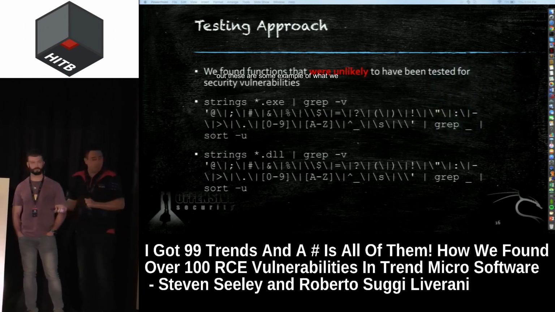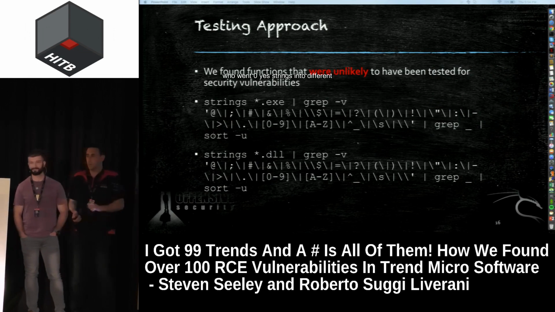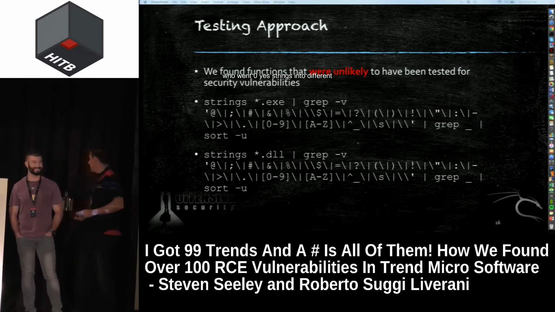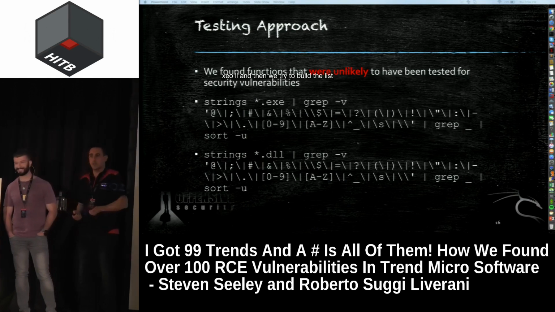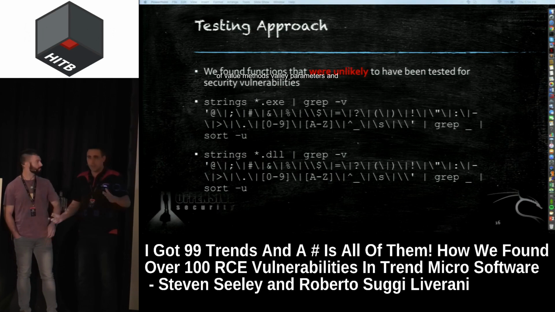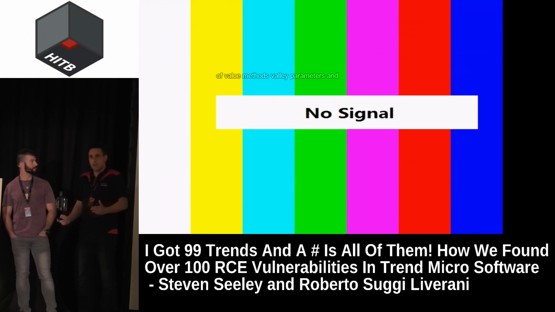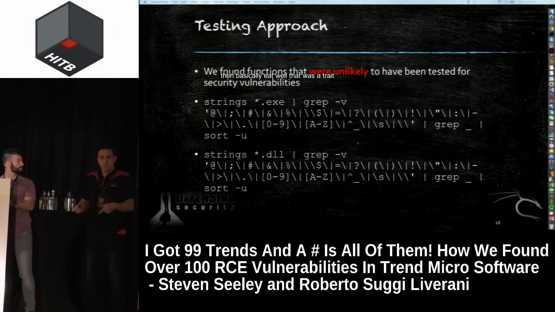These are some examples of what we did. Very simple, nothing complicated. We went through strings in different EXE or DLL files, and then we tried to build a list of valid methods and valid parameters, and then basically iterate that.